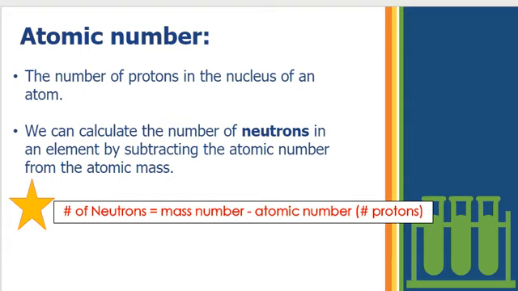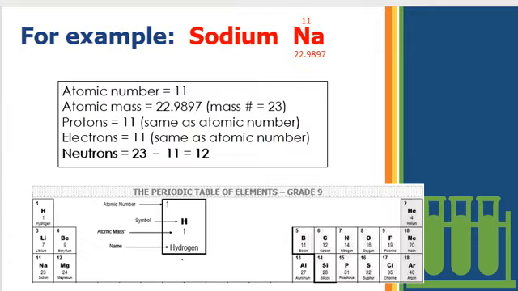Because we know the number of protons and we know the mass, we can use that to calculate the number of neutrons in an element. The number of neutrons is equal to the mass number minus the atomic number, or the number of protons. If we look at this example here, we see sodium. The symbol for sodium is Na.